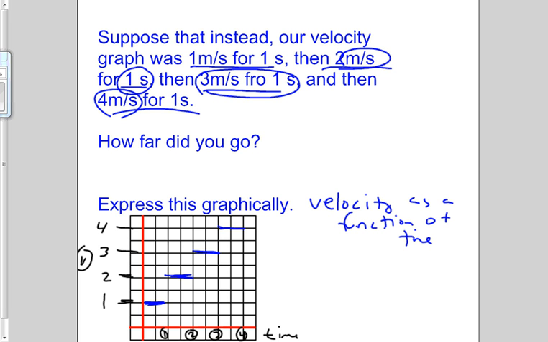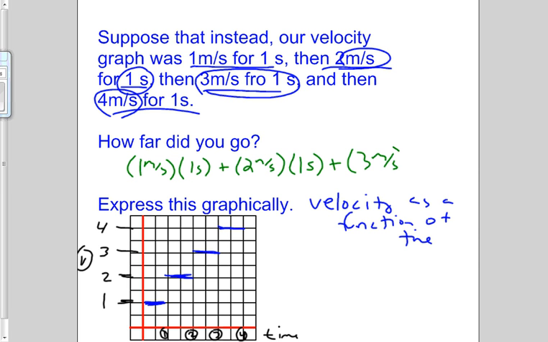Well, how far did I go? Before we look at the graphical representation, let's think about it: I went 1 meter per second for 1 second, then 2 meters per second for 1 second, then 3 meters per second for 1 second, and then 4 meters per second for 1 second. Adding up each of those, the total distance I went is 10 meters, using distance equals rate times time. But the new idea we're adding is that we can find the area underneath the curve.